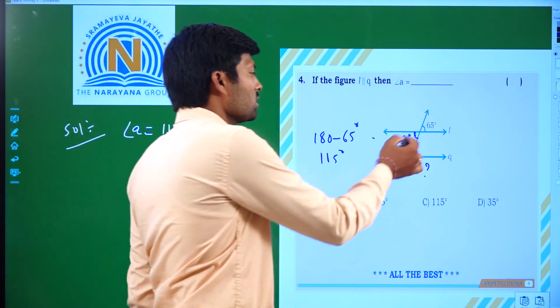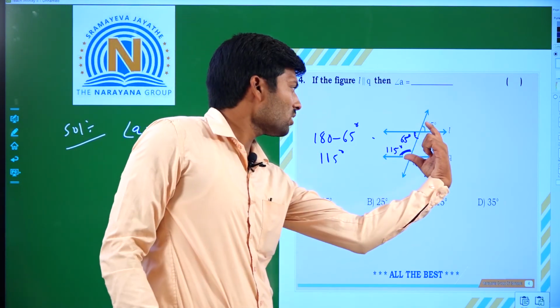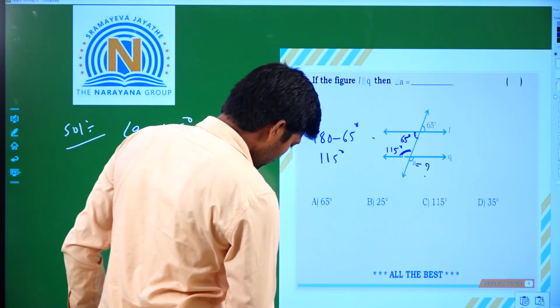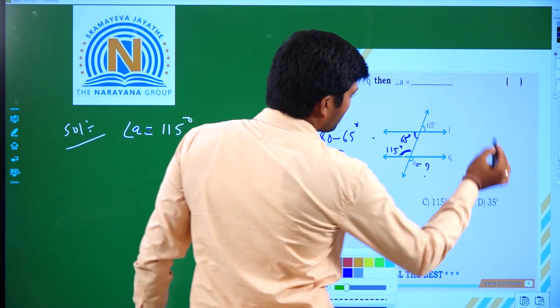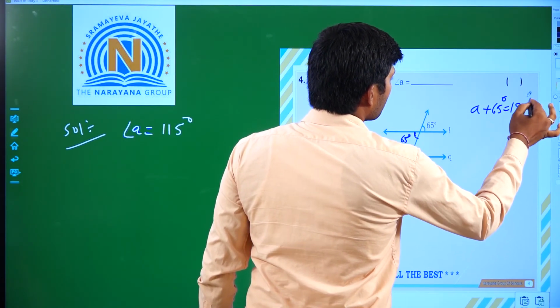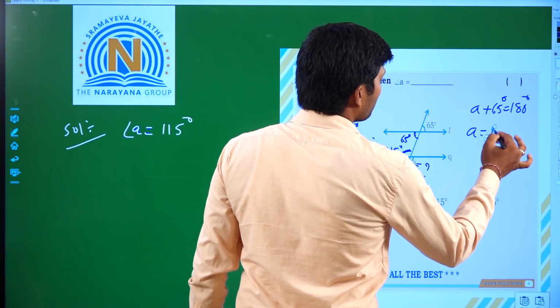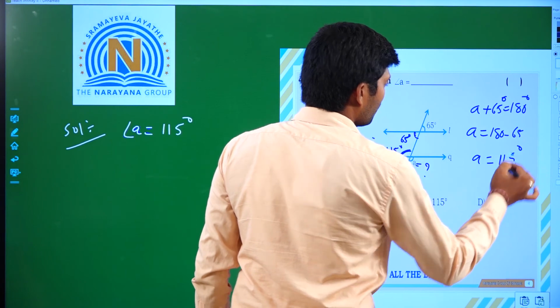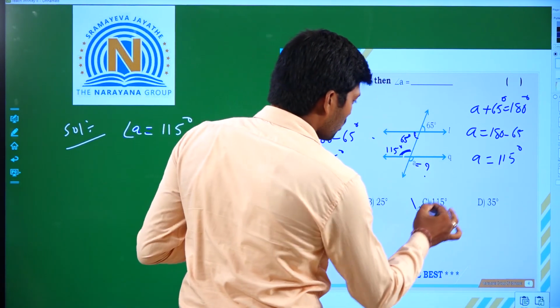Or else we can use one more method: the addition of these two angles must be 180. That is, angle A plus 65 degrees is equal to 180, so A is equal to 180 minus 65, so A is 115 degrees. So option C is the right option.